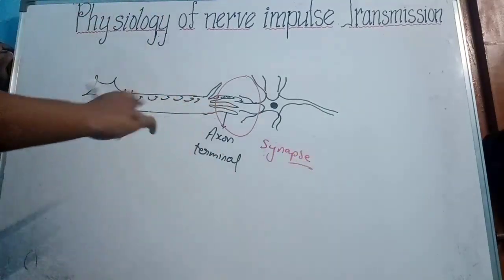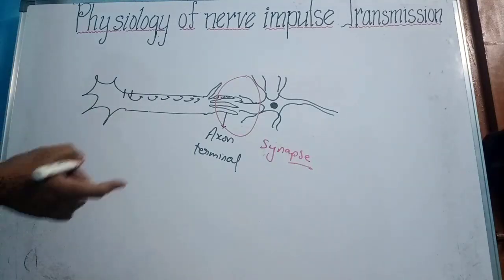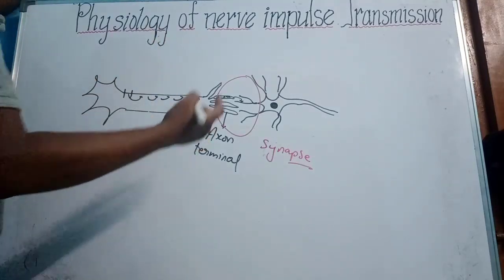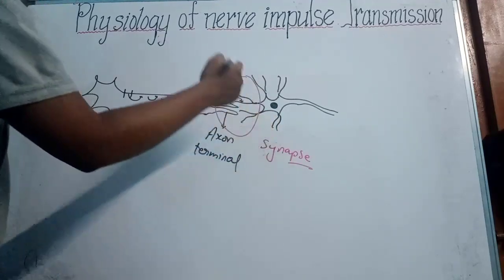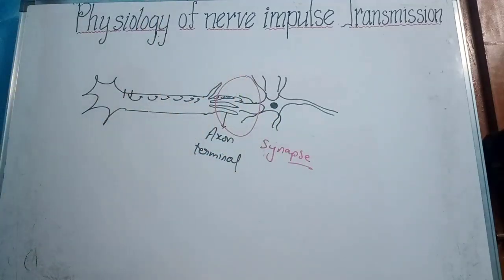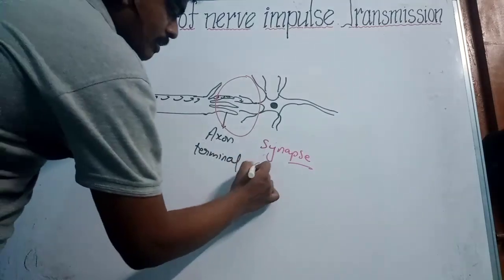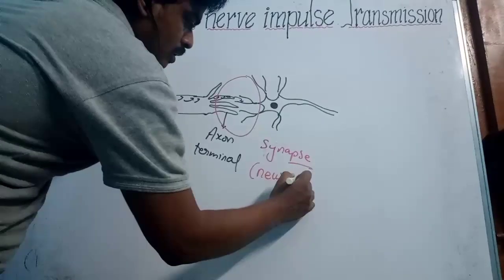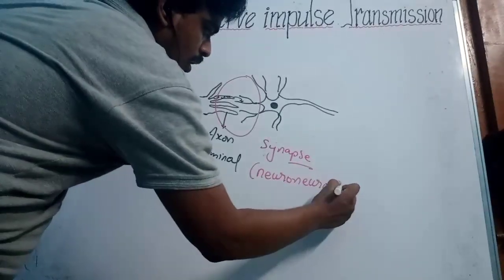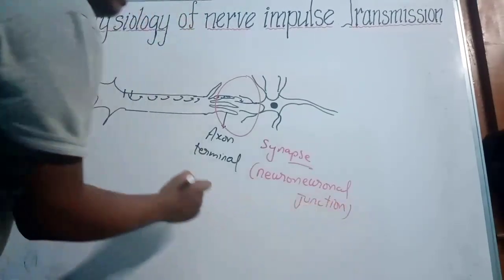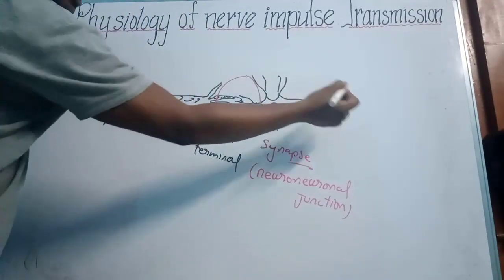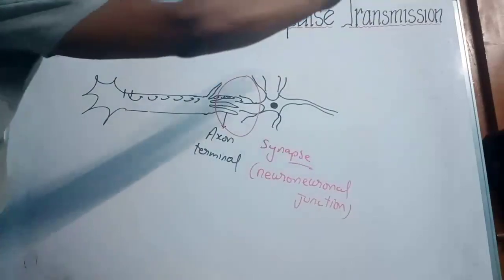The junction between two neurons, or the junction where the depolarization wave will pass from one neuron's axon terminal to another neuron's dendrite, or to another muscle, is called a synapse. So a synapse can also be called a neuronal junction. Because the synapse is only between a nerve and a nerve, and this last nerve may lead to a muscle, that's not our point.